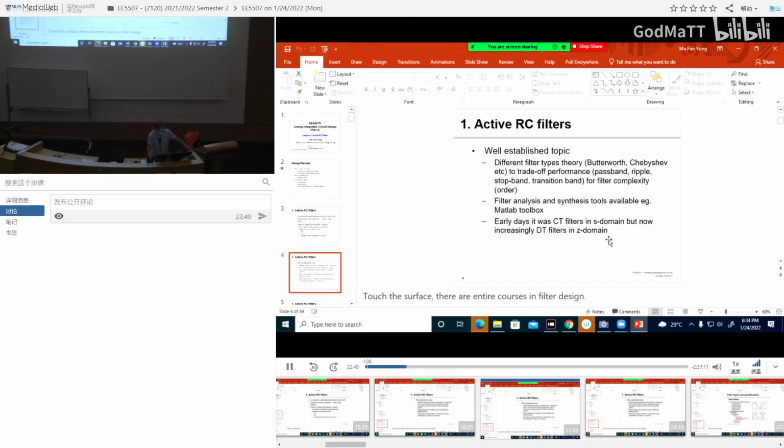And then I think in the very early days, it was a lot of continuous time filters, in the S Laplace domain. But now I think increasingly we see a lot of discrete time filters in the Z domain. So switched capacitor circuits, all these are discrete time circuits, and we analyze the frequency response in the Z domain.